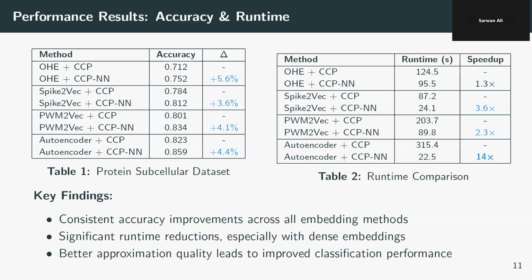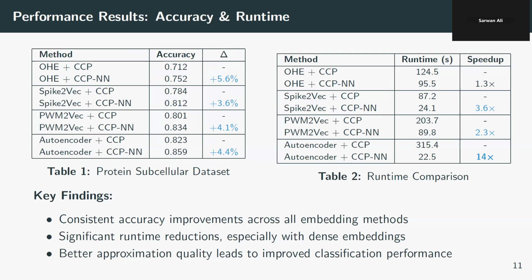First, the accuracy. Across all embedding methods, the CCP-NN consistently outperformed the original CCP. With one-hot encoding, we see a 5.6% improvement. With Spike2Vec, it's 3.6. For PWM2Vec, it's 4.1. And with the autoencoder, it's 4.4% improvement. But the runtime results are even more impressive.